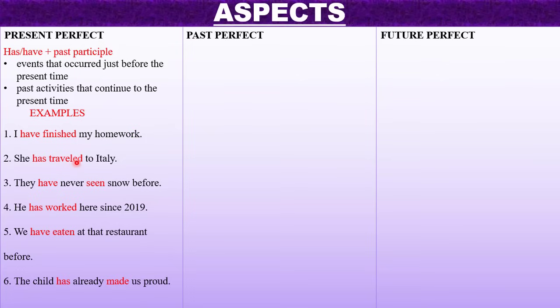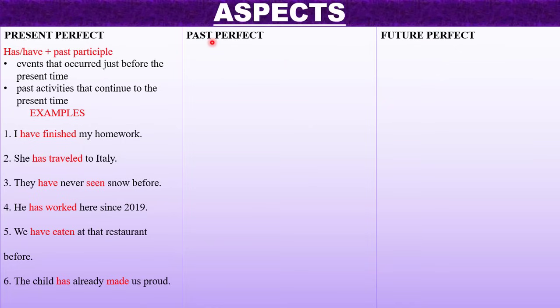She has traveled to Italy. Has plus the past participle. They have never seen snow before. Have plus past participle. He has worked here since 2019. Has plus past participle. We have eaten at the restaurant before. Have plus past participle. The child has already made us proud. Has and then past participle. So that is the present perfect. You will use has or have and then the past participle. Try to construct sentences on your own using the present perfect.